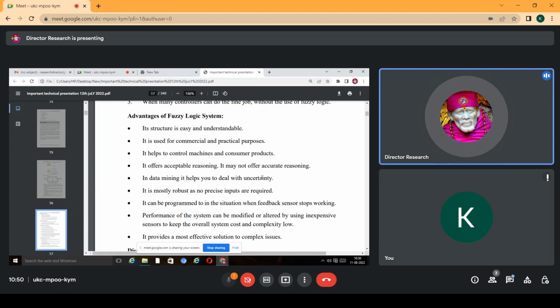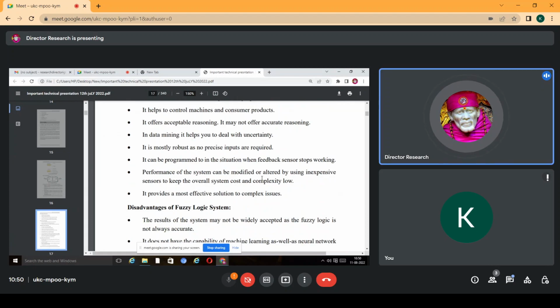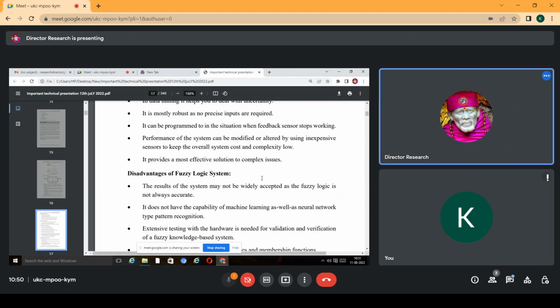When a feedback sensor stops working, the performance of the system can be modified or altered by using inexpensive sensors. It provides the most effective solution to complex issues.